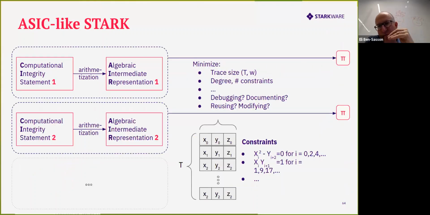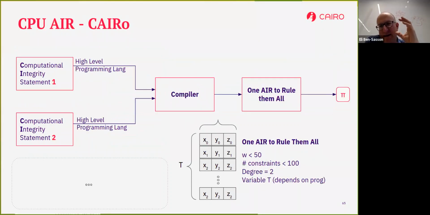And then each different computational integrity statement led to a completely different AIR, and you had to work very hard to make sure that they're all correct and efficient, and this doesn't scale very well. So what we did is invent this one AIR that has less than 50 constraints. The white paper is already out, and we verified its soundness using the Lean automatic prover.